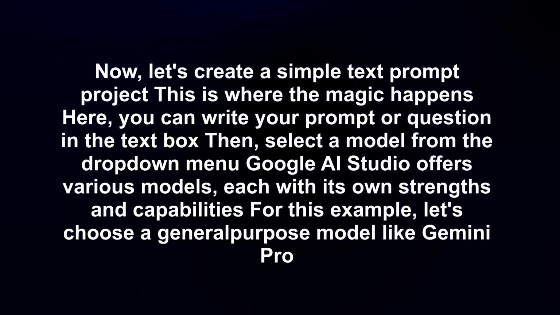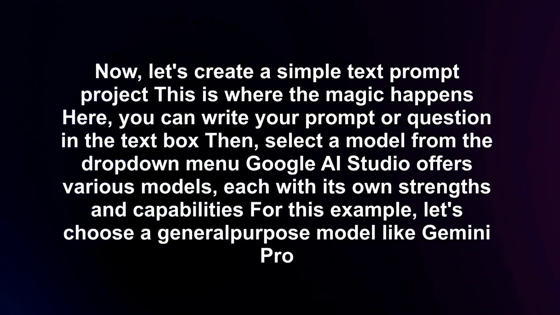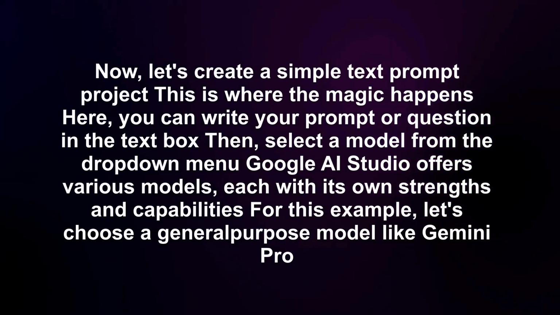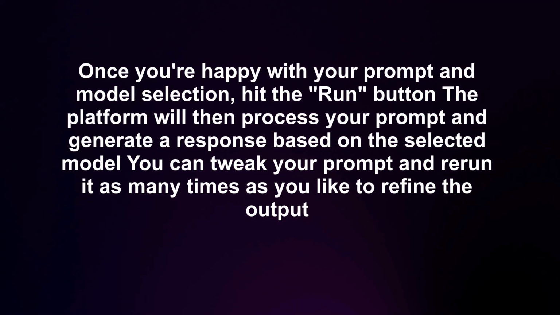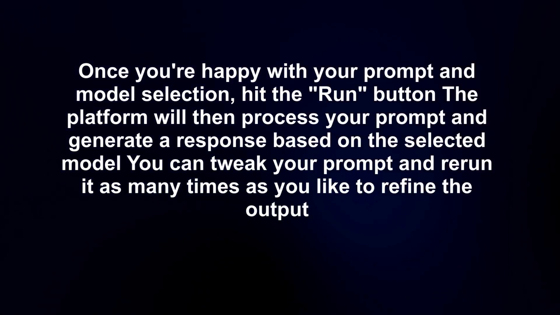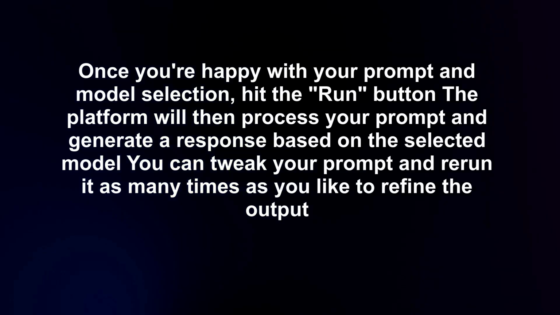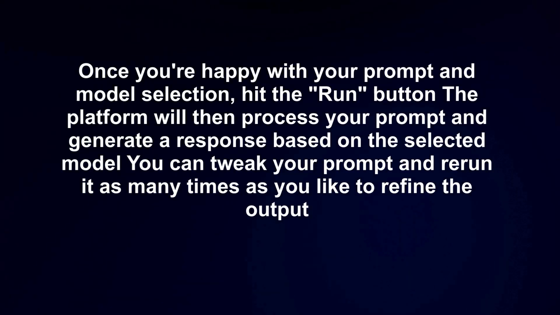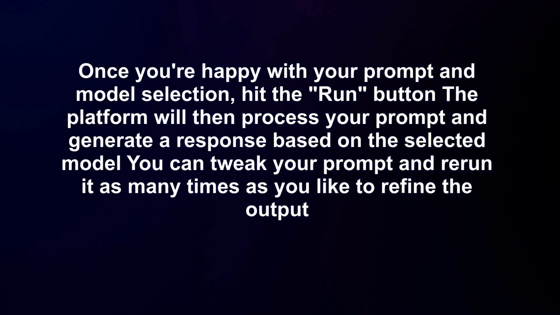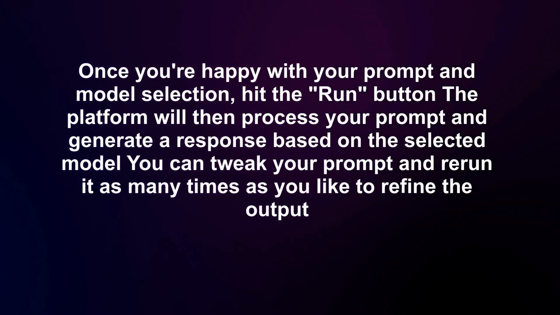Google AI Studio offers various models, each with its own strengths and capabilities. For this example, let's choose a general-purpose model like Gemini Pro. Once you're happy with your prompt and model selection, hit the Run button. The platform will then process your prompt and generate a response based on the selected model. You can tweak your prompt and rerun it as many times as you like to refine the output.